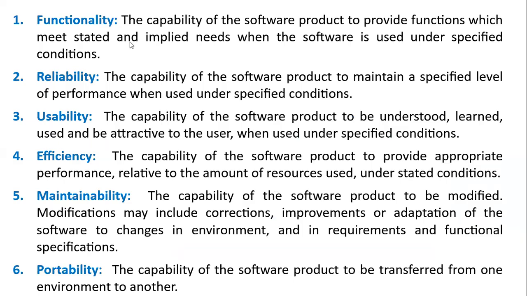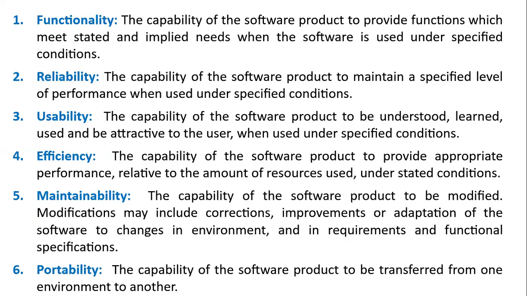These are defined here. Functionality, the capability of a software product to provide functions which meet stated and implied needs when the software is used under specified conditions. Second one is the reliability, the capability of a software product to maintain a specific level of performance when used under specified conditions. Usability, the capability of a software product to be understood, learned, used, and be attractive to the user when used under specified conditions.